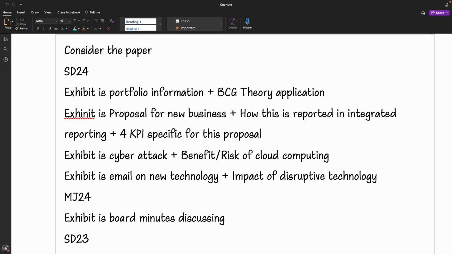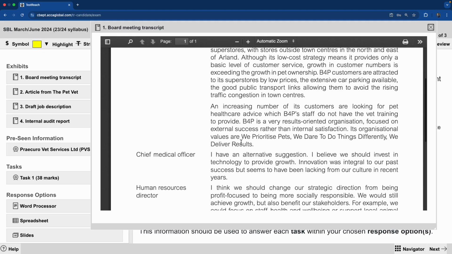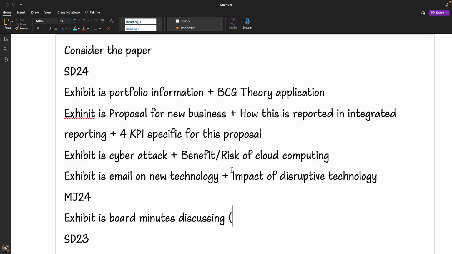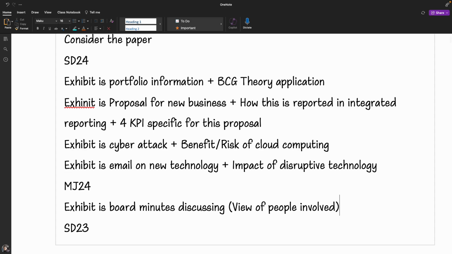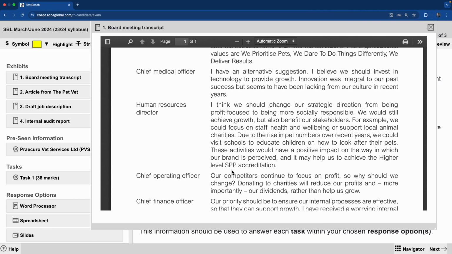Now, if you look at the exhibit itself, the board minute itself, they do talk about what each view is. Now, board minutes, remember, are views of the people involved. Okay, you must know whose view. Then they ask you here, what is the question they ask you? Whether JV or franchise. Then they ask you again from JV franchise. The next question they ask you is what?